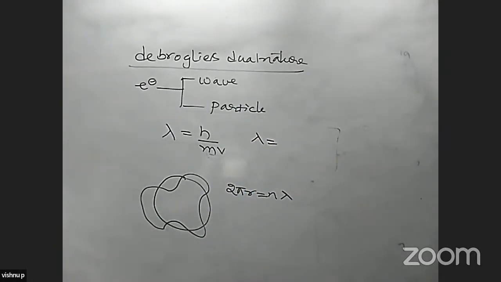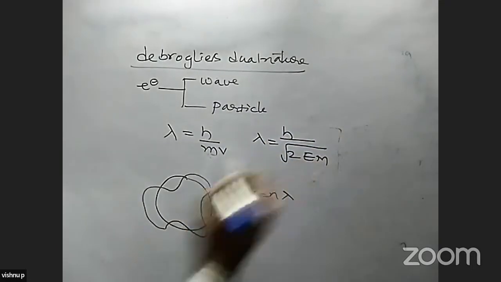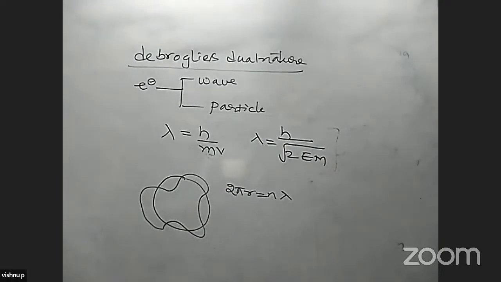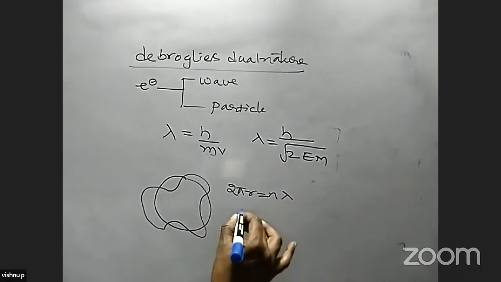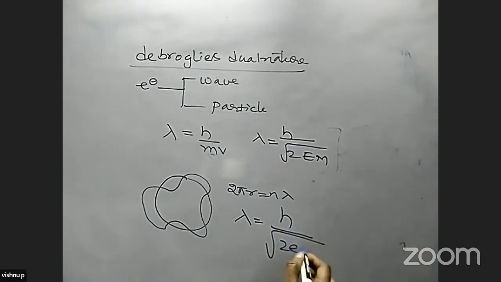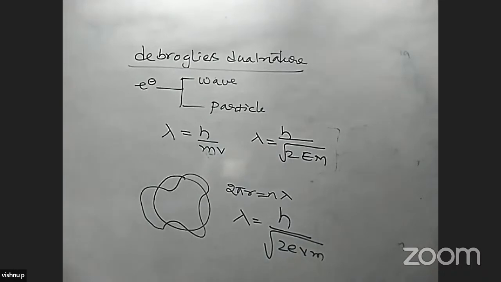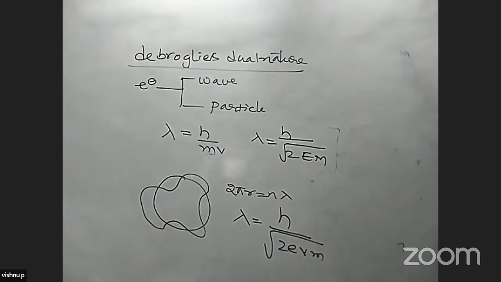Lambda is equal to h by root 2Em. Here, E is the kinetic energy of the electron and m is the mass of the electron. Or we use this formula, lambda is equal to h by root 2eVm. e is the charge of the electron, V is the potential difference, m is the mass of the electron.